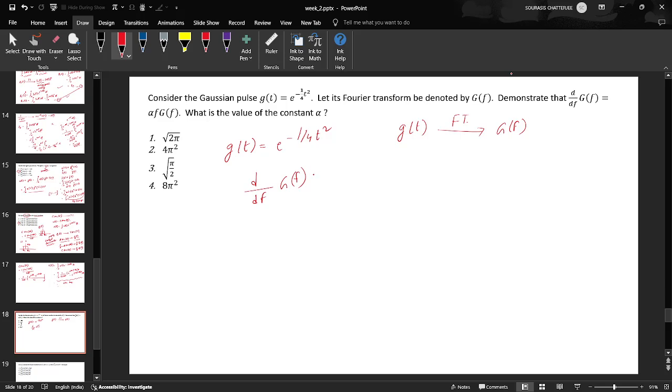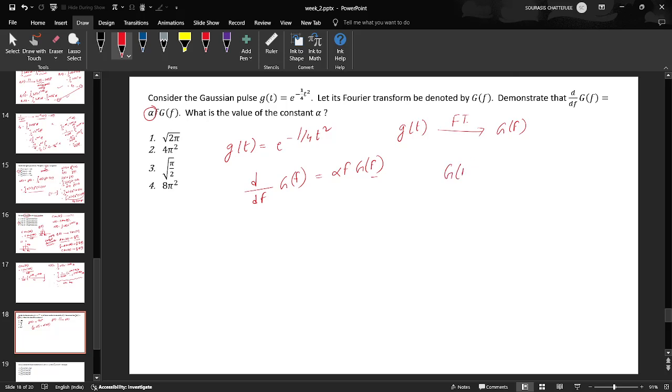the derivative of this Fourier transform capital G with respect to frequency produces alpha f G(f). So we are supposed to find the value of this constant alpha. So how should we proceed? First let us check what happens when you take the derivative of the Fourier transform with respect to frequency.